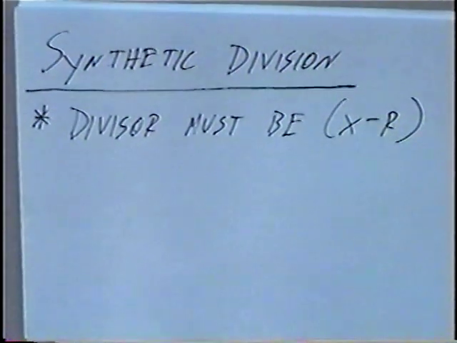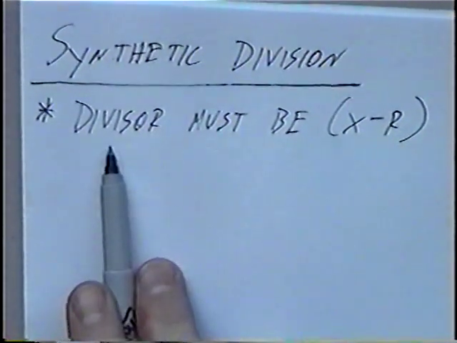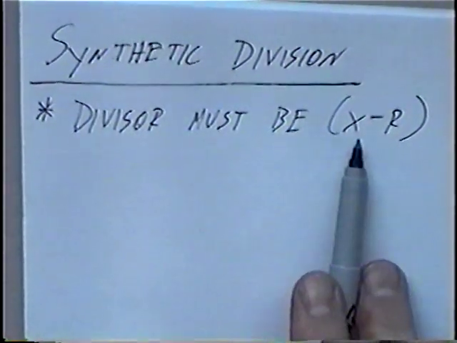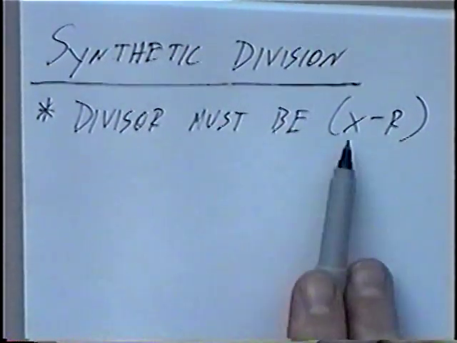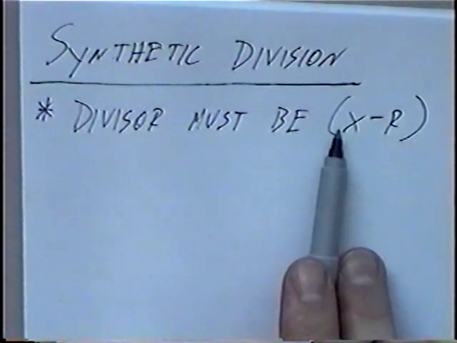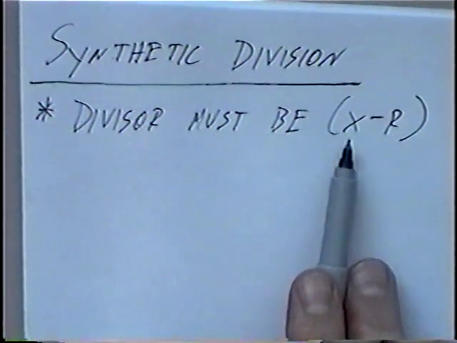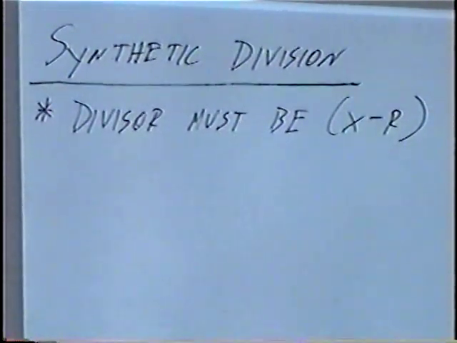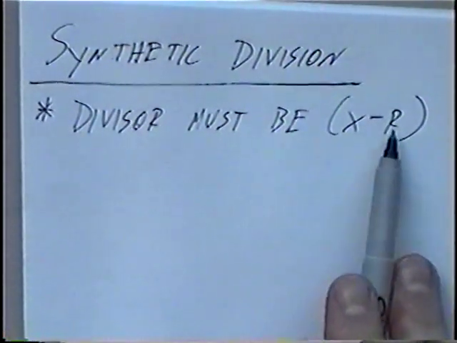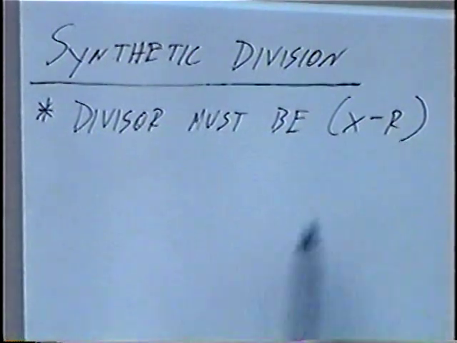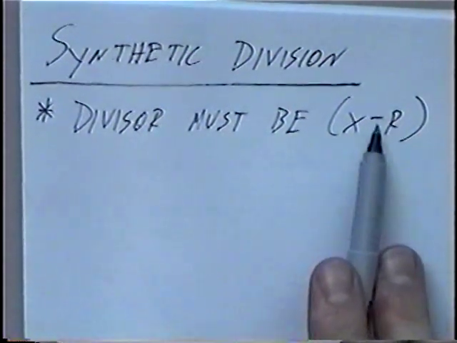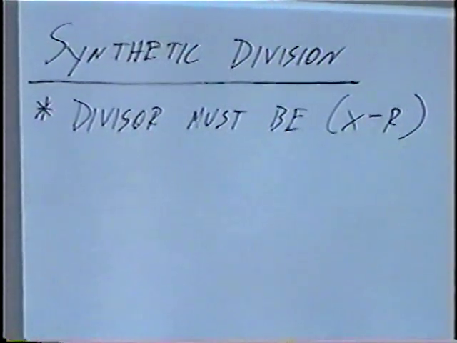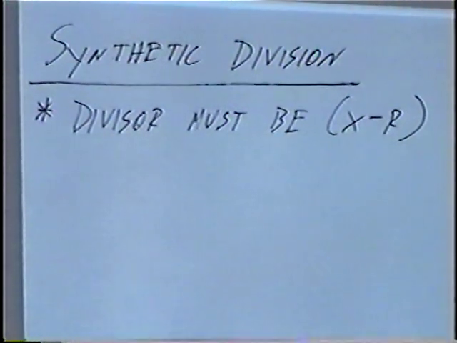What this means is for synthetic division, the divisor or polynomial or binomial that we're dividing by must be of the form x minus r. X cannot have a coefficient other than 1, and also x cannot have an exponent other than 1. Minus r means it could be minus any number. It could also be minus a negative number, which would be plus r. But it has to be x and then a single number after x.